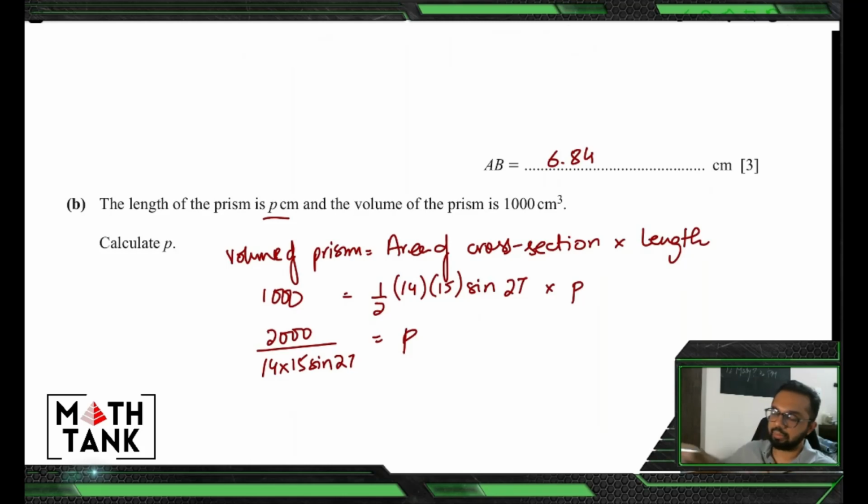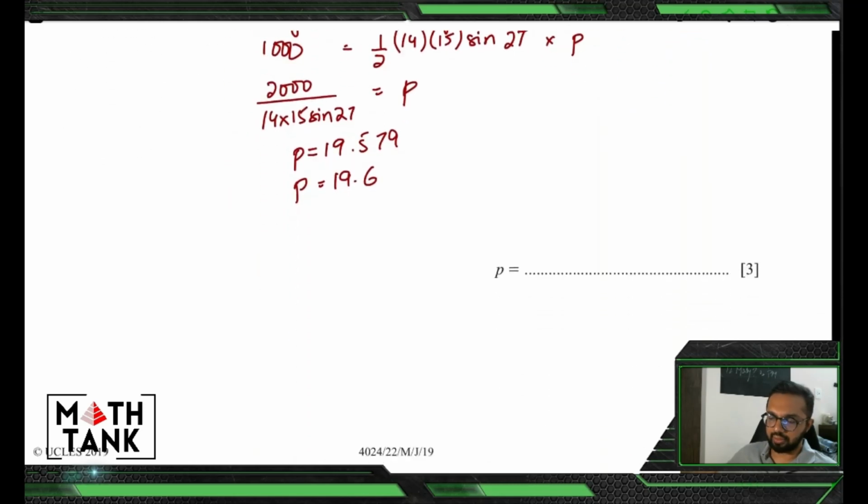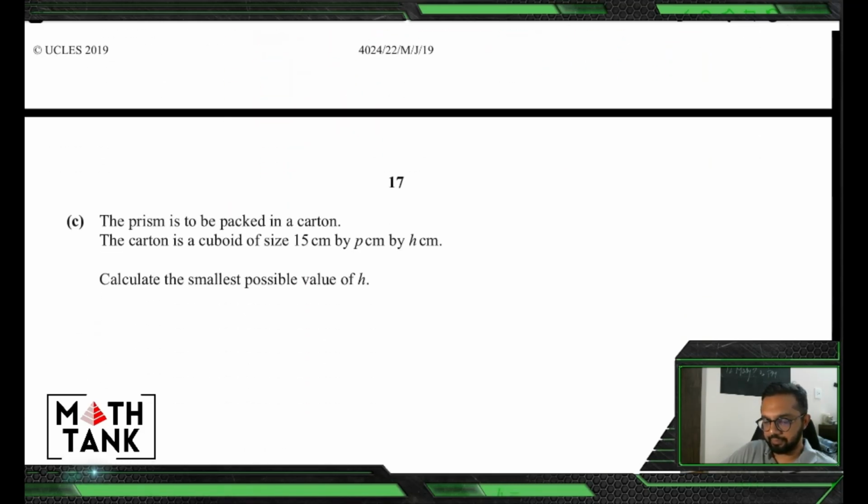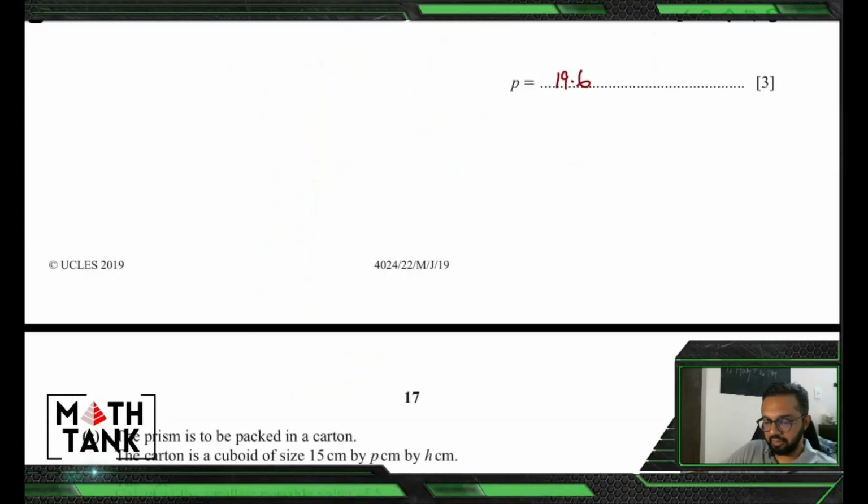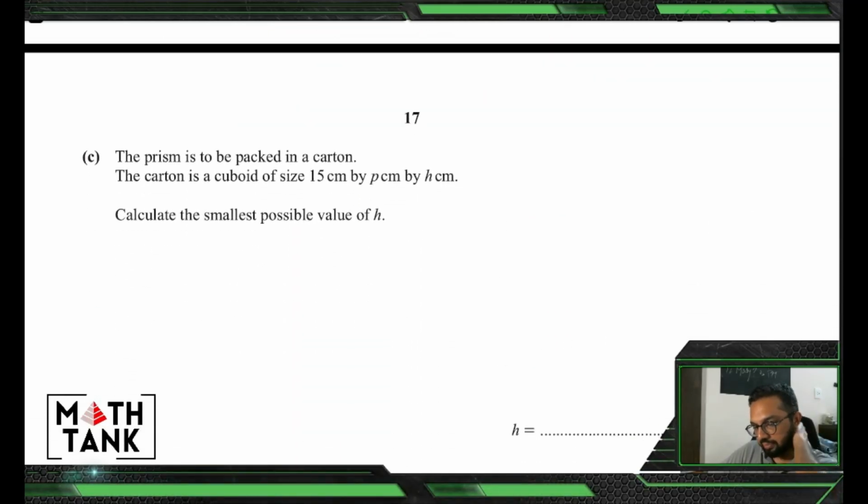I'm going to write this on my calculator. 2000 ... 19.579. So 19.6, correct to three significant figures. Okay, that's part B. Let's look at part C. It says the prism is to be packed in a carton. The carton is a cuboid of side 15 by p centimeters by 8 centimeters. Calculate the smallest possible value of h.